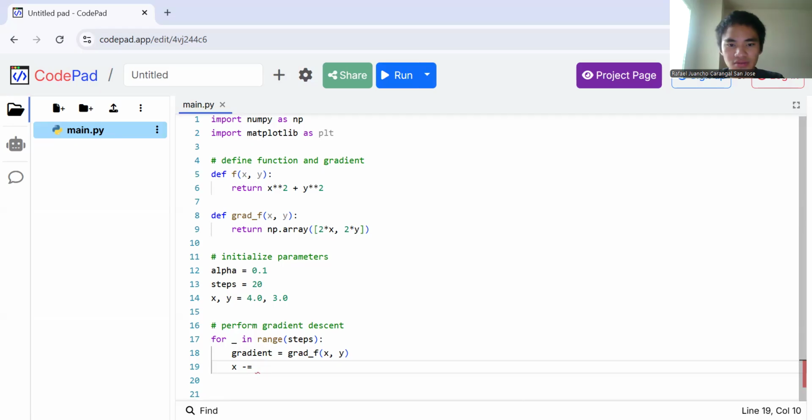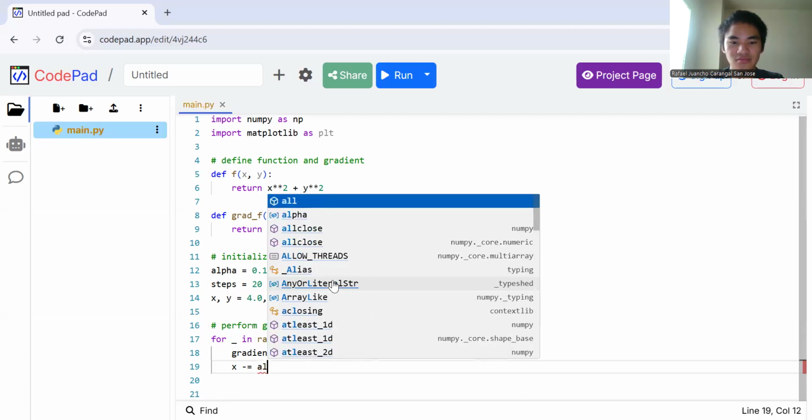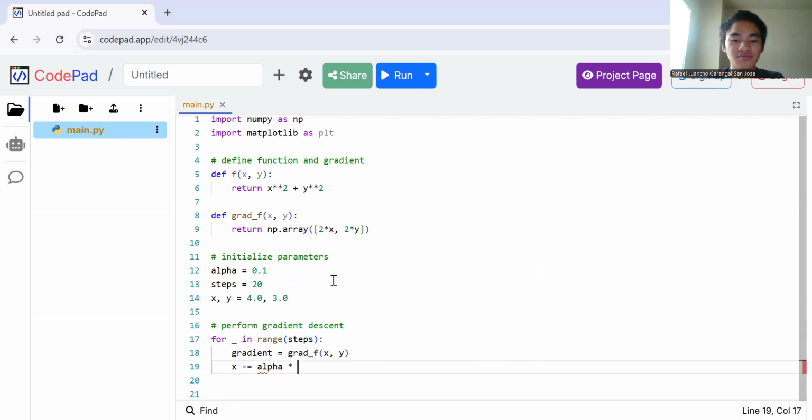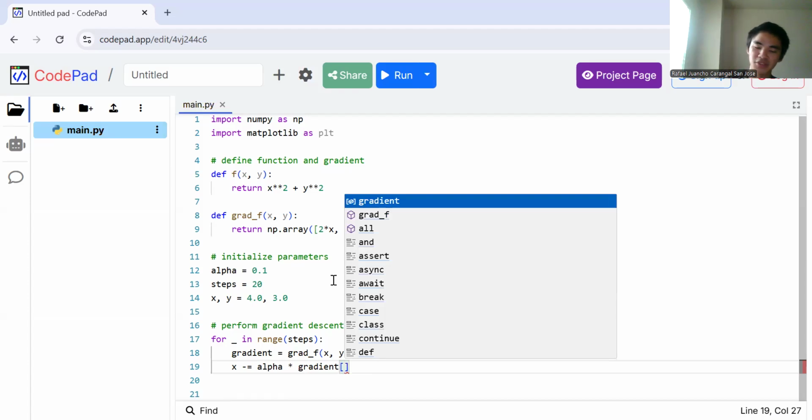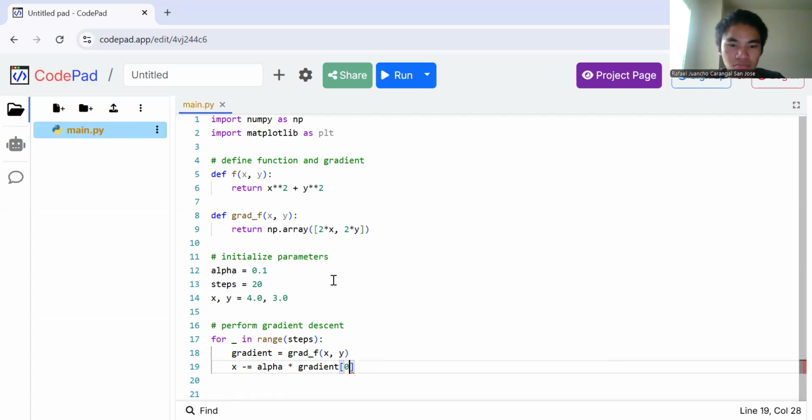Oh, wait a minute. I just realized. Oh yeah, my alpha, right? Times my gradient, here, at index 0.